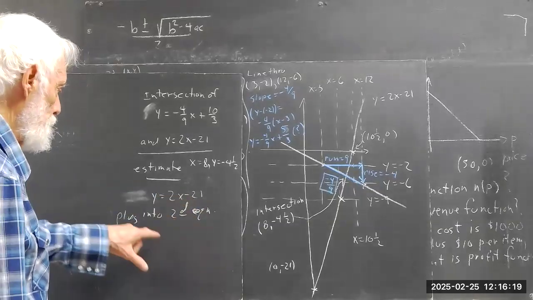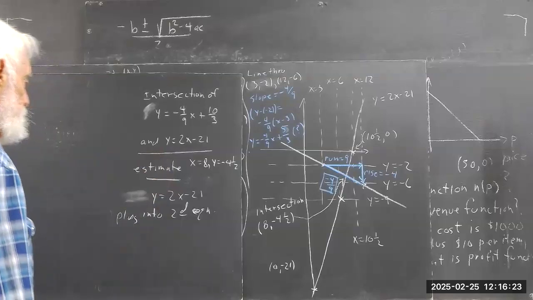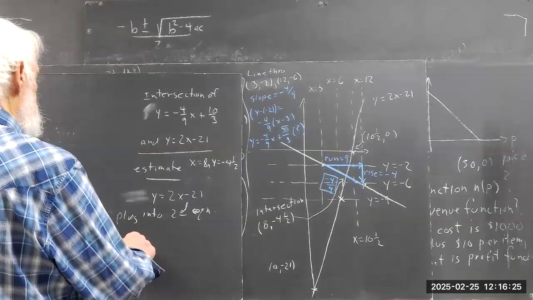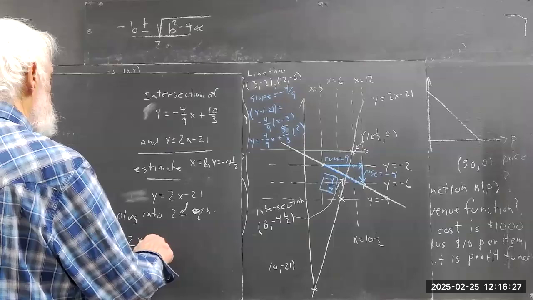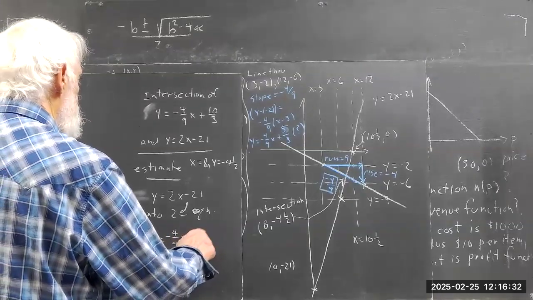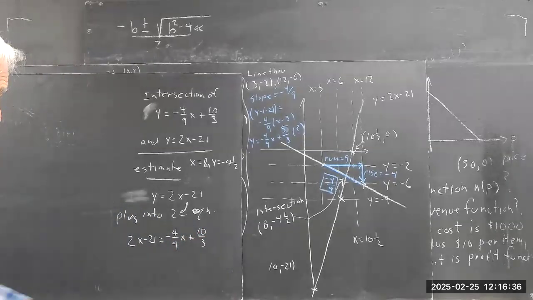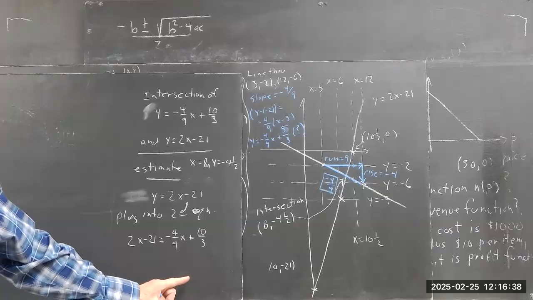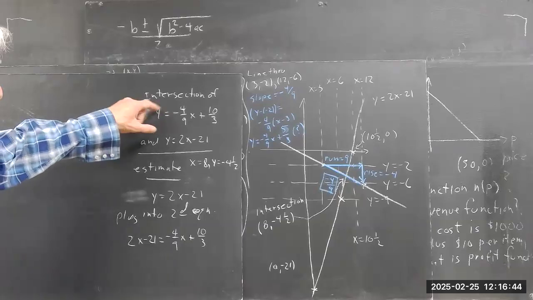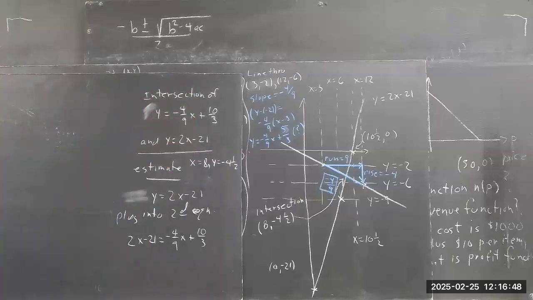Y equals 2x minus 21. Plug that into the second equation, and you get 2x minus 21 equals -4/9 of x plus 1/3. That's an equation you can solve for x, right? So we're just plugging: y equals this and y equals this, then this has to equal this.